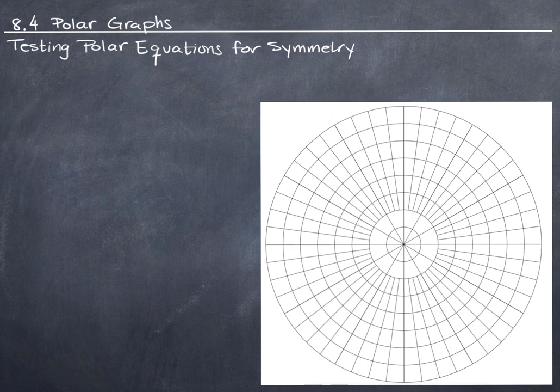I realize I put my grid up here too soon, so just ignore that polar grid for just now. If I ask you to graph y equals x squared, it should end up looking something like this.